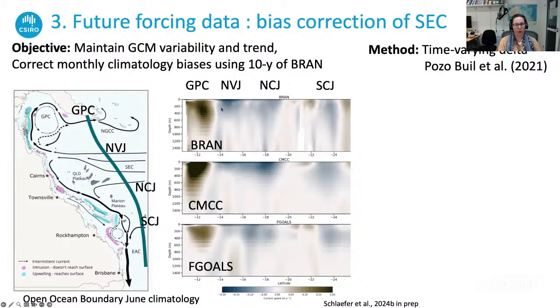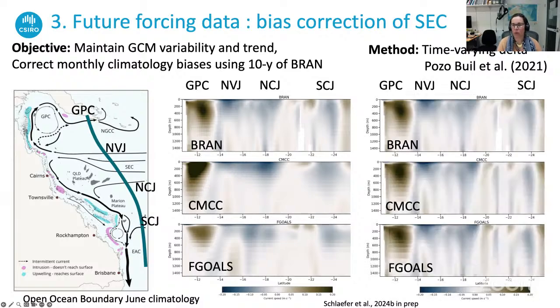So here's an example showing the section of velocity along our boundary, which is here for our GBR4 model. We can see those South Equatorial jets, but also the Gulf of Papua current that is going around here and going back into the Solomon Sea here. You can see here our analysis, and here are the two models we wanted to use. There's a bit of bias in terms of the intensity of this Gulf of Papua current and also the position of the South Equatorial jet. And this is what you get when you correct them. We used monthly climatology bias correction using 10 years of the Brand ocean reanalysis.